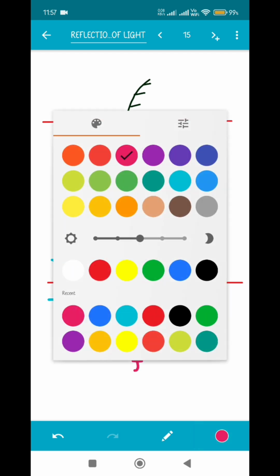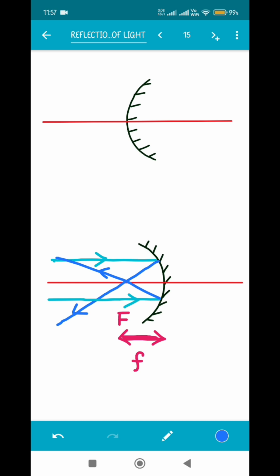Now coming to a convex mirror, what happens in this case? Since you have studied in the previous lecture that a convex mirror does not form a real image, it will always form a virtual image. That means the rays of light will not actually meet at the focus. They will appear to meet if they are produced in the backward direction.